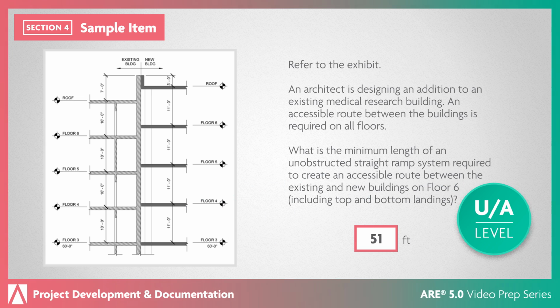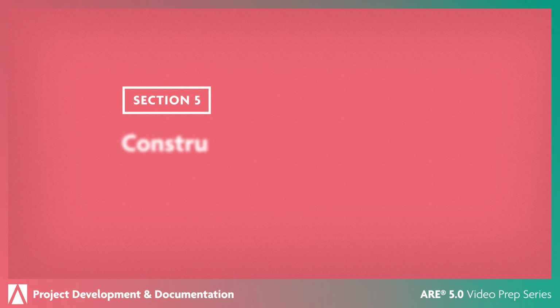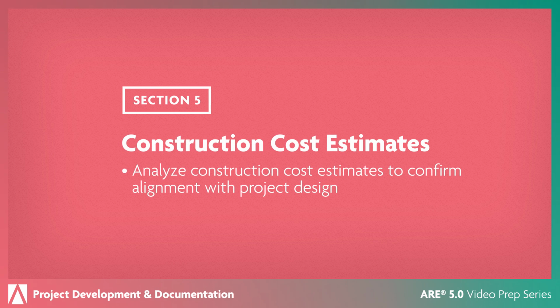This is a UA level item requiring you to understand the ADA requirements and apply them to accessible routes in buildings. In the construction cost estimate section, you'll consider the construction cost of a project by analyzing an estimate. This section contains only one objective and is the smallest section in the division. Let's look at a sample question.